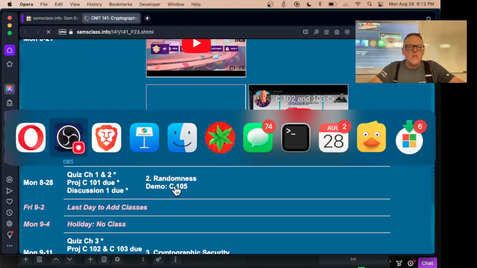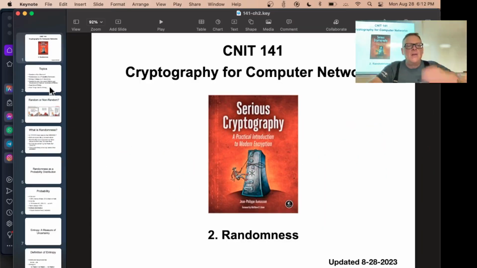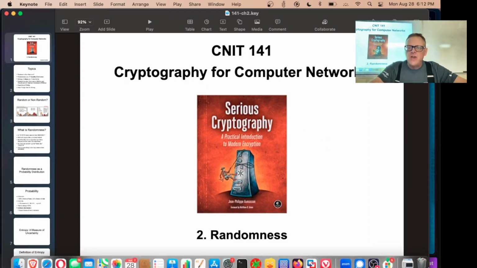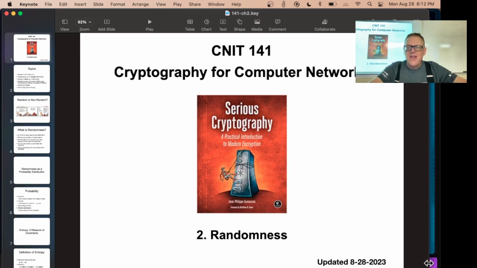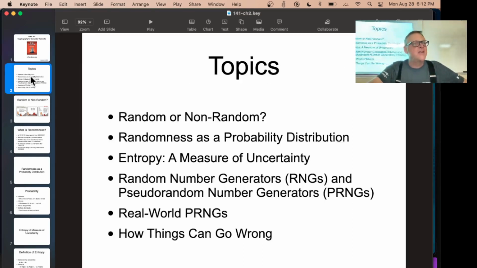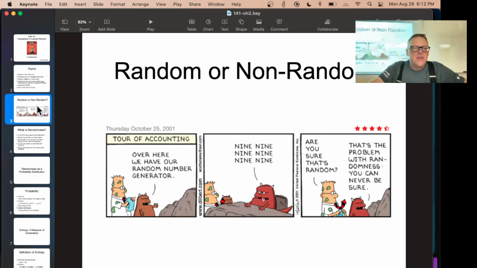Anyway, let's start with randomness. Randomness is really important. Many times in cryptography, you need to start with a random number, and yet, what exactly is a random number? How do you generate it? And how do you know if it's random enough? None of those things are easy. So we'll talk about random number generators and various considerations.